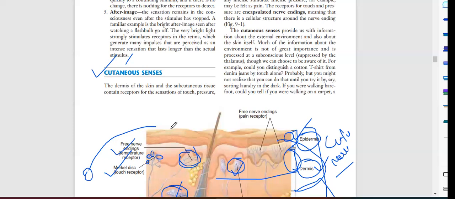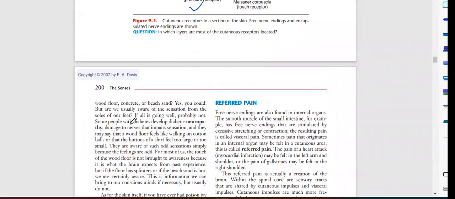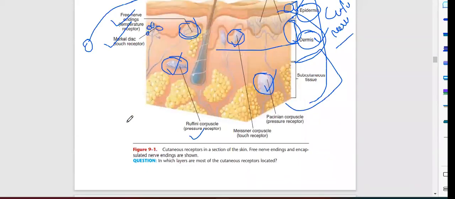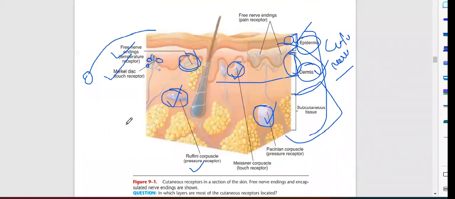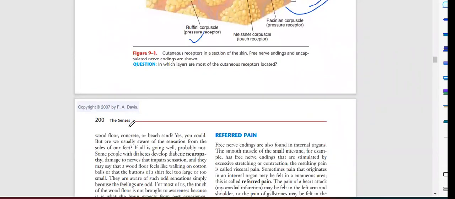Likewise, another example: if you are walking with sandals or any shoes, you probably will not feel what type of road it is. If you are walking on the carpet, on the sand, on concrete or a wood floor, and you remove your sandals or shoes, you can feel the sensation. Is it a concrete road? Is it a wood floor? Is it a sand road? So you become aware of that.